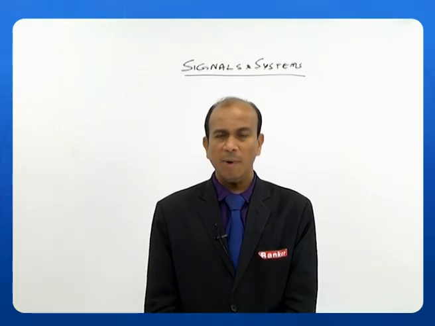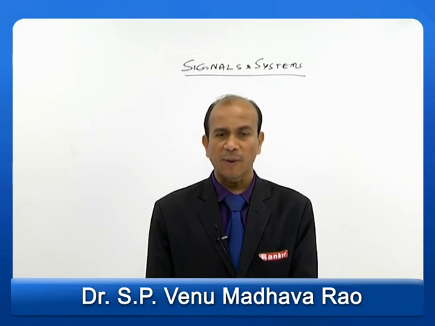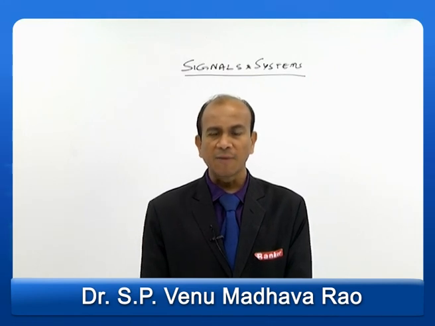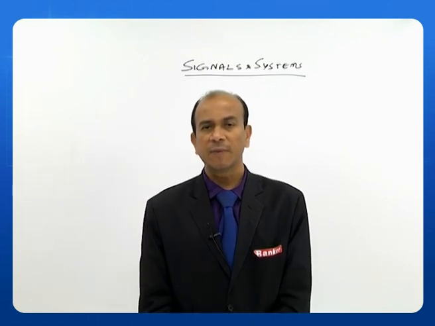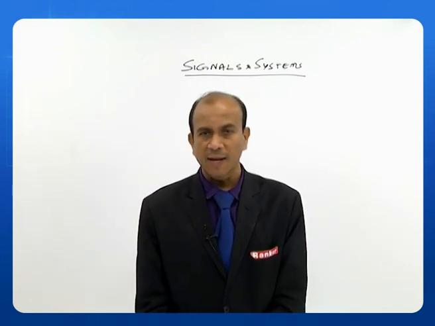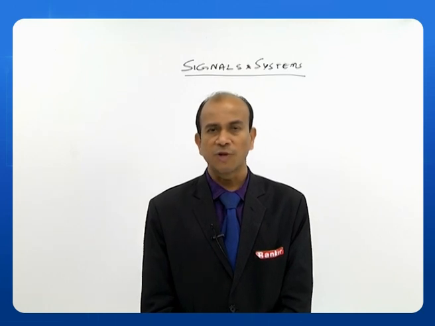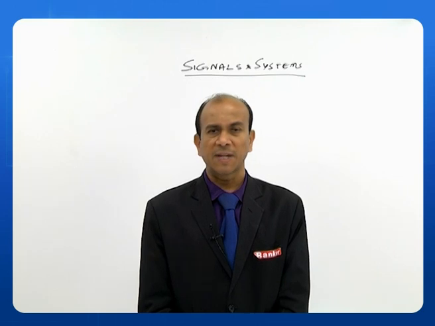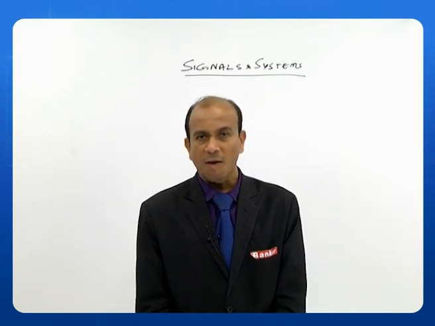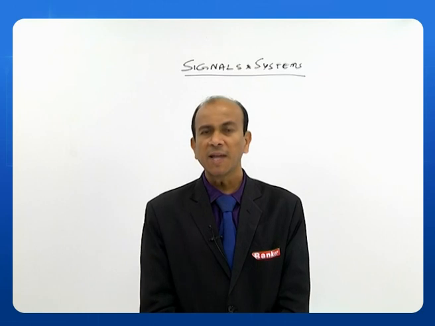So what is this we are talking about? The distance r of the poles from the origin determines the envelope of the sinusoidal signal, and their angle with the real positive axis determines its relative frequency. So these two are going to help us in the analysis of complex conjugate poles. Look at the amplitude of the signal: it is growing if r is greater than 1. If r is equal to 1, it is a constant sinusoidal signal, and if r is less than 1, it is a decaying sinusoidal signal. So you have a sinusoidal signal which is exponentially growing, or remaining constant, or exponentially decaying.